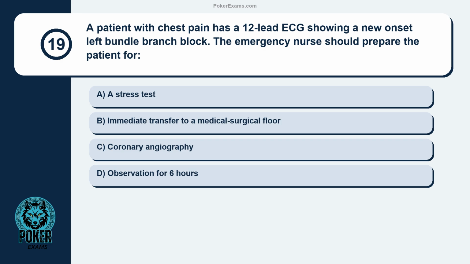Question 19. A patient with chest pain has a 12-lead ECG showing a new onset left bundle branch block. The emergency nurse should prepare the patient for a stress test, immediate transfer to a medical surgical floor, coronary angiography, observation for 6 hours.